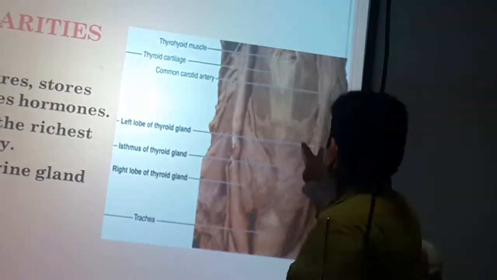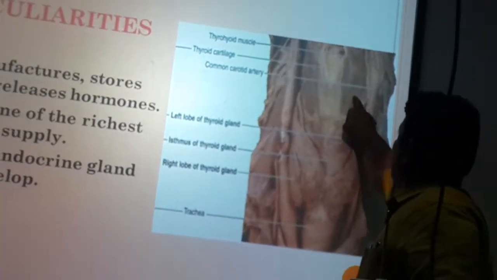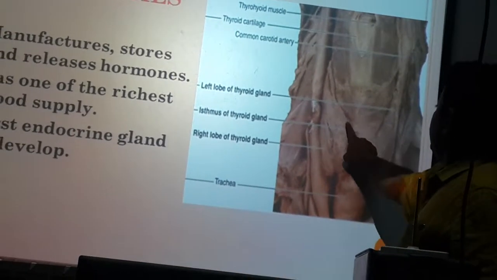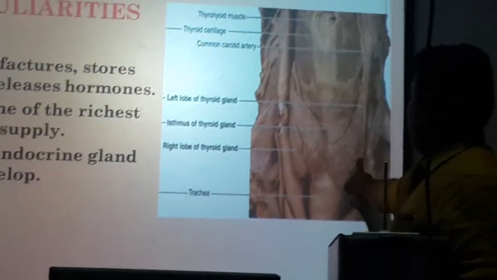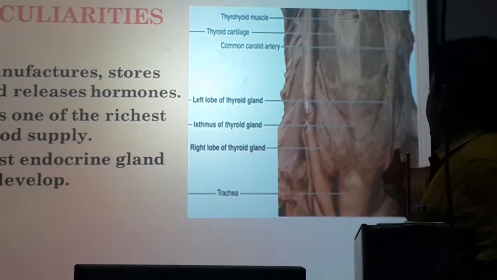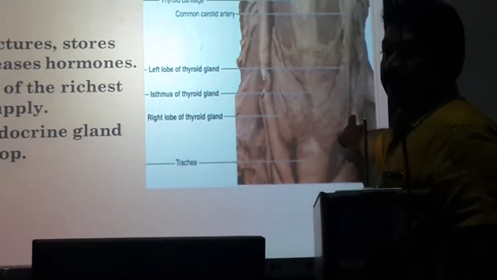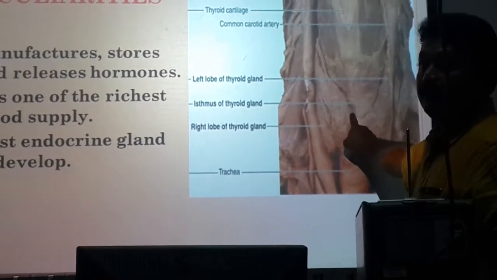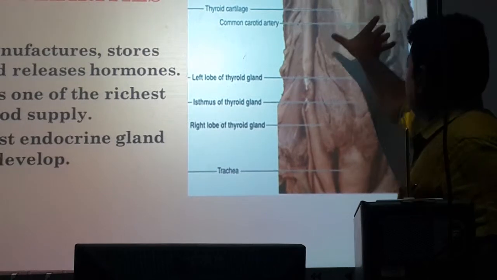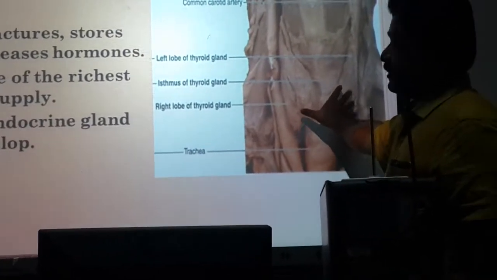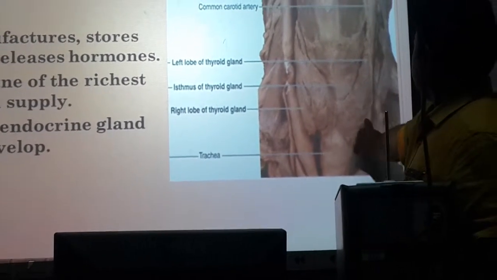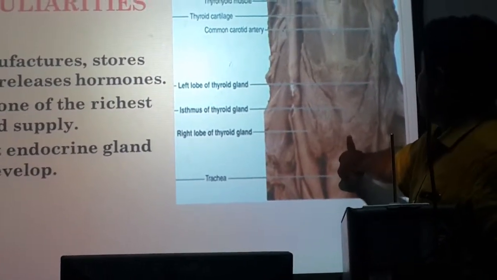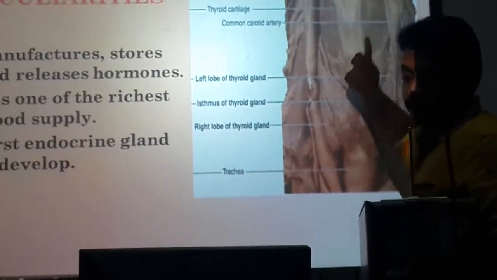Same thing, it is a neck. Thyroid cartilage, and this portion is the thyroid gland. On either side, carotid artery and the jugular vein. The whole portion is the neck. In this, here is the thyroid gland, and this is thyroid cartilage.